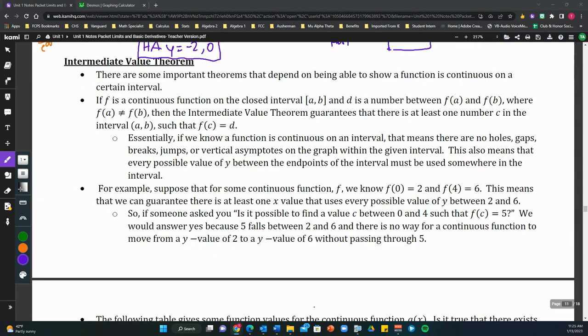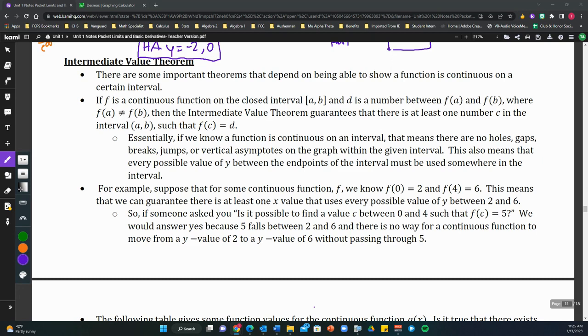Now we're going to take a look at another topic that's closely related to limits and continuity. It's actually an application of the idea of continuity. So there are some important theorems that depend on being able to show a function is continuous on a certain interval. And one of them is called the Intermediate Value Theorem.